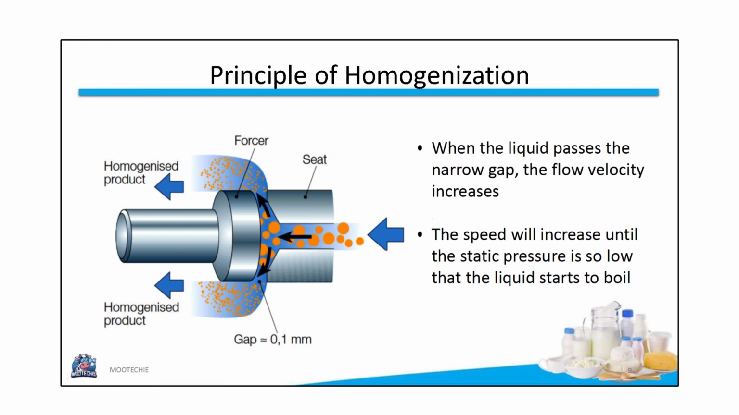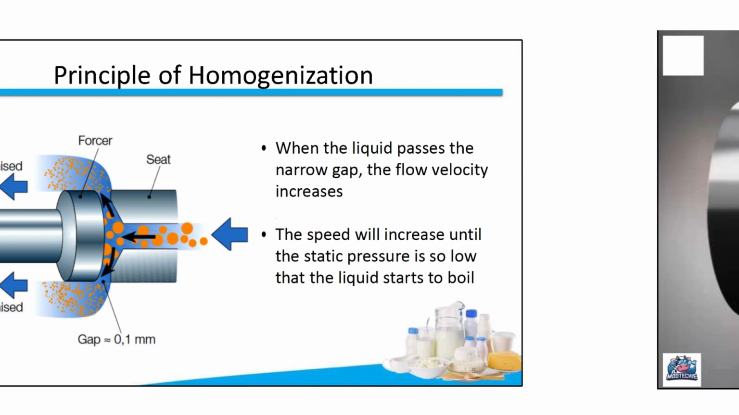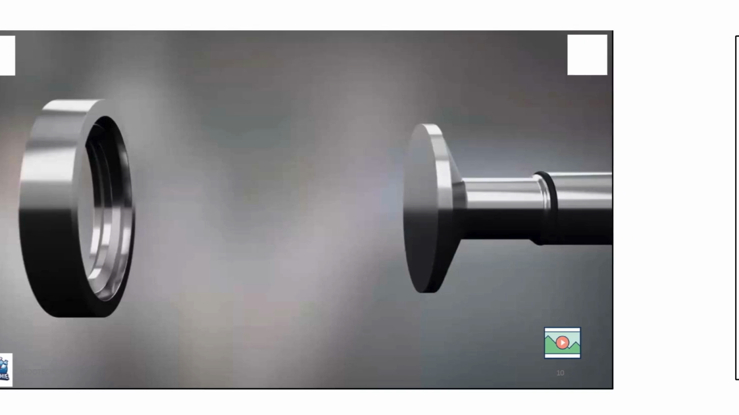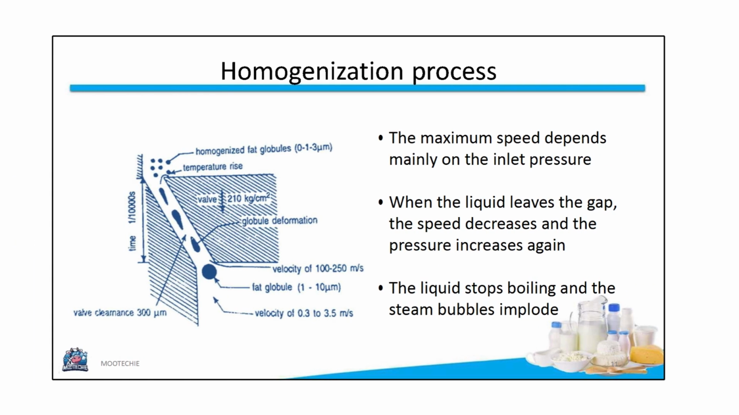The principle of how a homogenizer works involves forcing the liquid through a very narrow gap. As the liquid passes this gap, its flow velocity increases dramatically. The speed increases until the static pressure drops so low that the liquid literally starts to boil, a process known as cavitation.